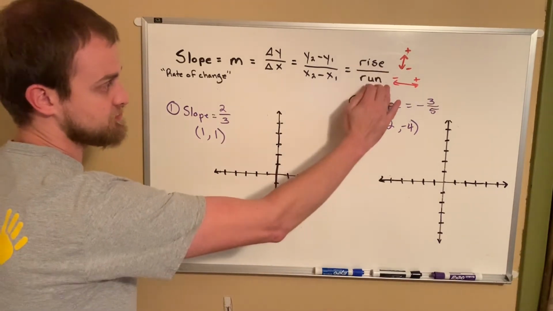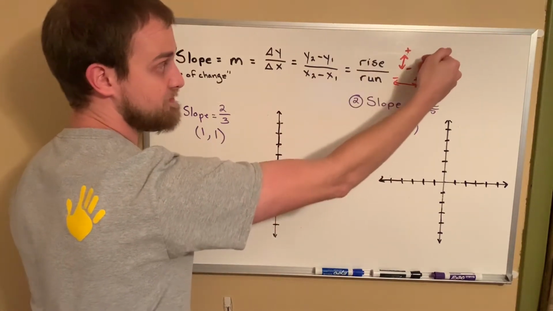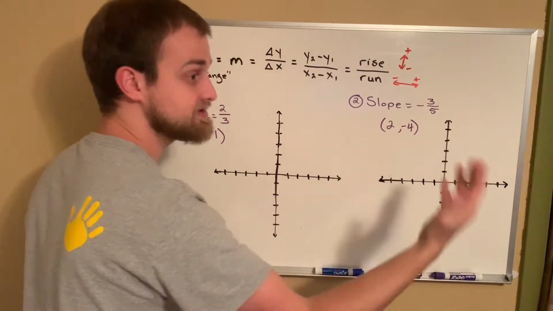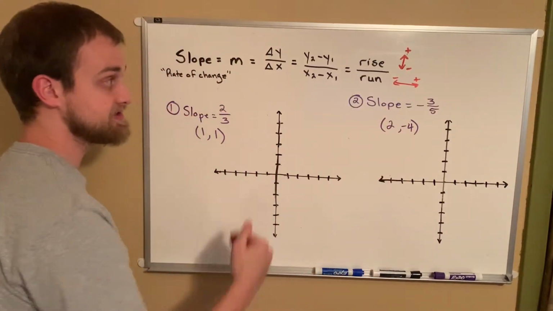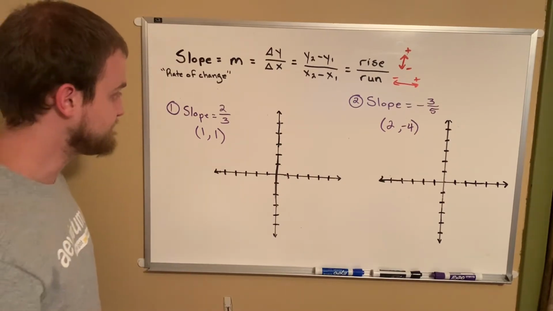What we need to remember is rise over run. Remember, rising up is a positive movement, rising down is a negative movement. Running to the right is a positive movement, running to the left is a negative movement. So let's take a look at our first example here and see what we can do.